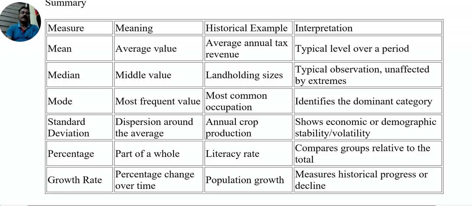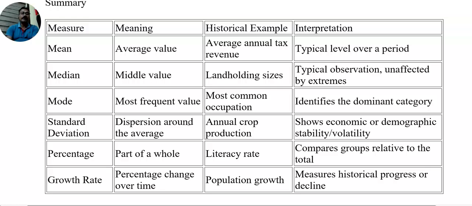So what is the meaning of each? Mean means average value. Historical example: average annual tax revenue. Interpretation: typical level over a period. Median is the middle value. Historical example: land holding sizes. For land holding and wealth distribution, we can apply median because it is not distorted by the presence of huge values, one or two high values. The typical observation is unaffected by extremes. Mode: most frequent value, such as the most common occupation. In historical examples, it identifies the dominant category.